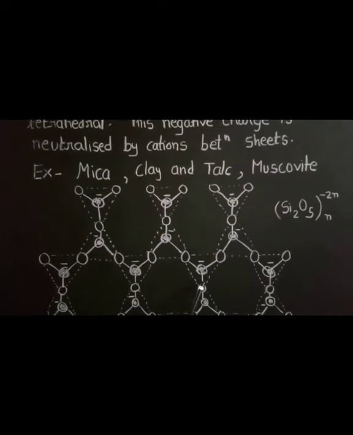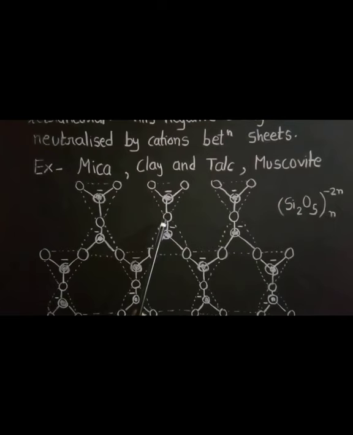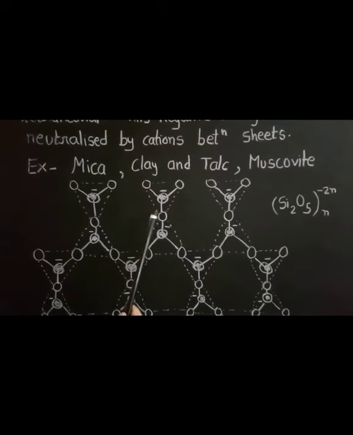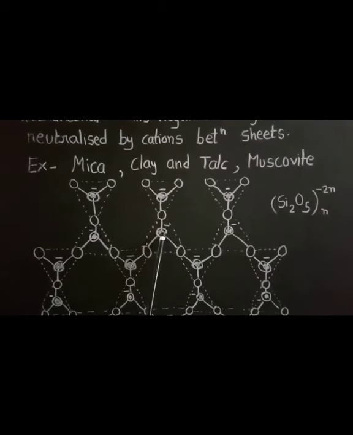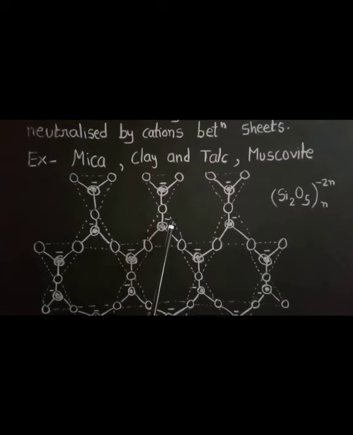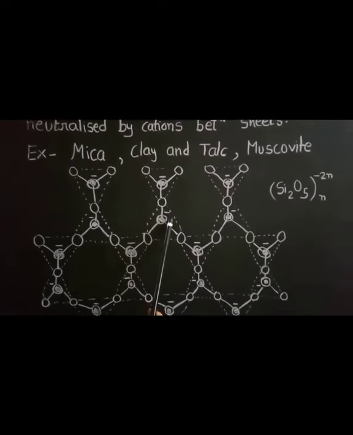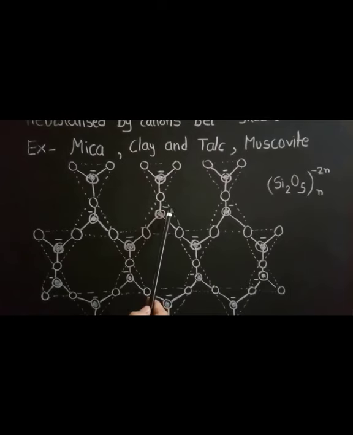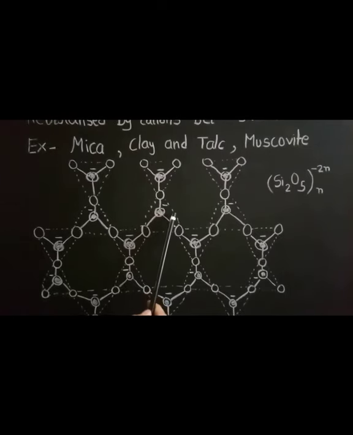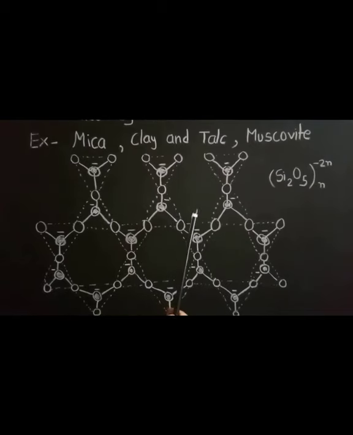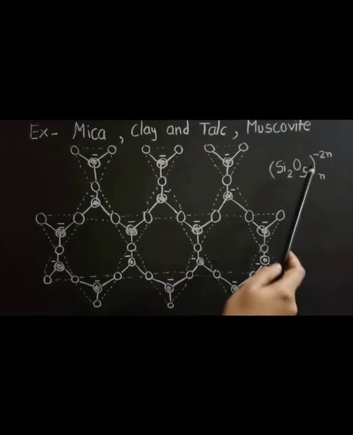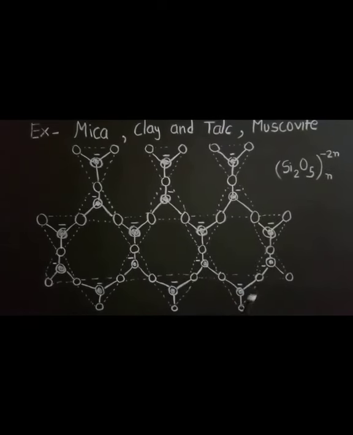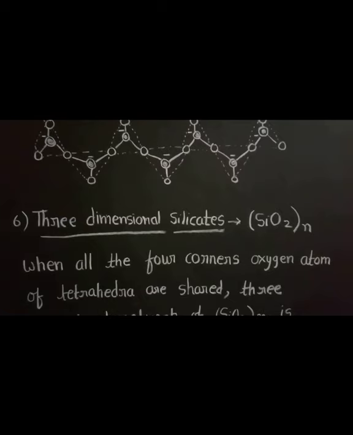Here are the pictures. See, you have to take 3 tetrahedral units: 1, 2, 3. These tetrahedral units are shared through 3 oxygen atoms. If you see the picture, all the tetrahedral units are connected with 3 oxygen atoms. This top tetrahedron, the side tetrahedron, this one, all are connected with 3 oxygen atoms. The best examples for sheet silicate are talc and mica, and the formula is Si2O5 2n minus.